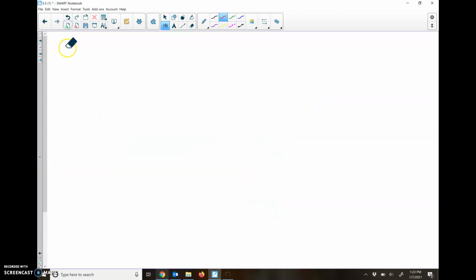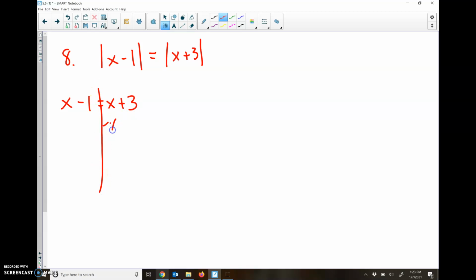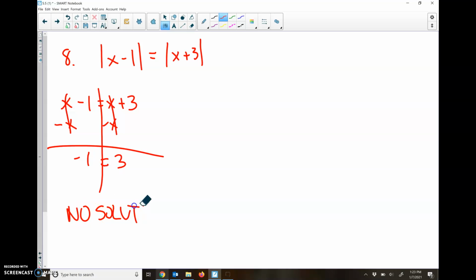Okay, I'm going to look at number 8 there, copy it down. So I have x minus 1 equals x plus 3. Okay, so remember one equation, we're just going to copy it down just as it is. Don't change anything. And for this one, it's kind of weird because what happens to my x's? They cancel out. So I'm left with negative 1 equals 3. That is not possible, students. Negative 1 does not equal 3. So for my first one, I'm going to get a no solution.